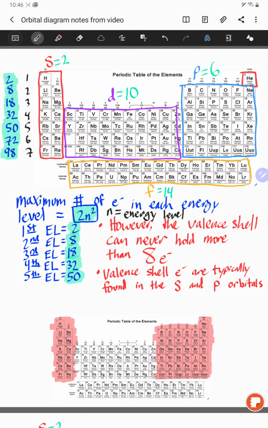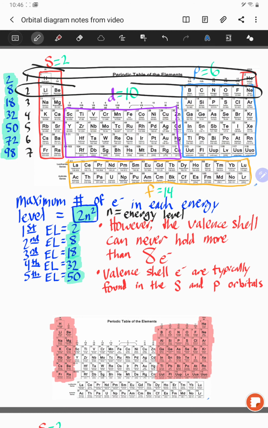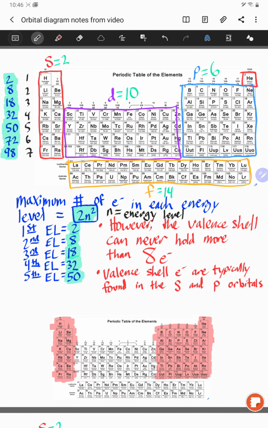So n is the energy level. Again, that is the row number on the periodic table. So first row is the first energy level. Second row, second energy level. Third row, third energy level, etc. And energy level is just the shell number, the number of shells away from the nucleus.